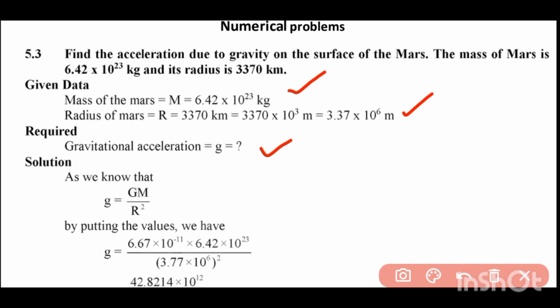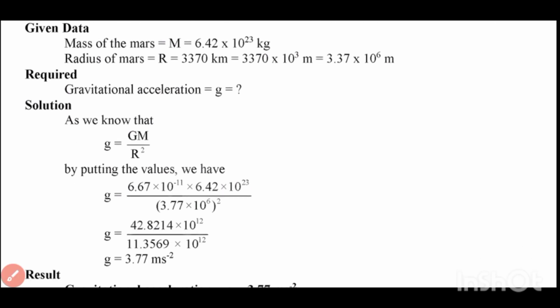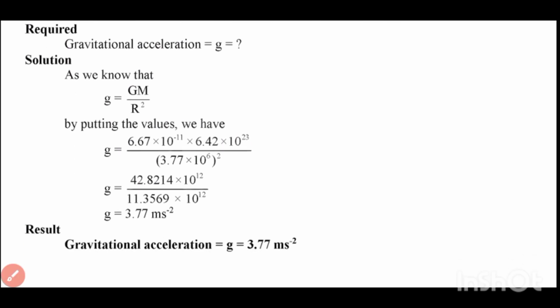So we use the formula g is equal to GM over r square to calculate the value of g. After putting the values of G, M and r, we get the relation. So our final result will become g is equal to 3.77 meter per second square. So result: gravitational acceleration is g is equal to 3.77 meter per second square.